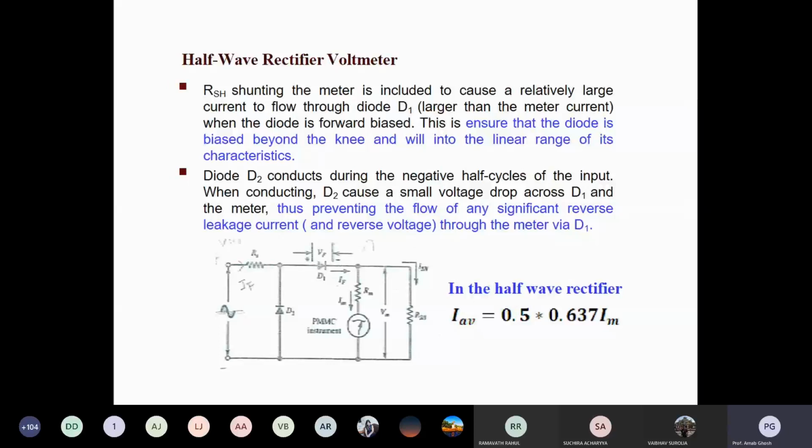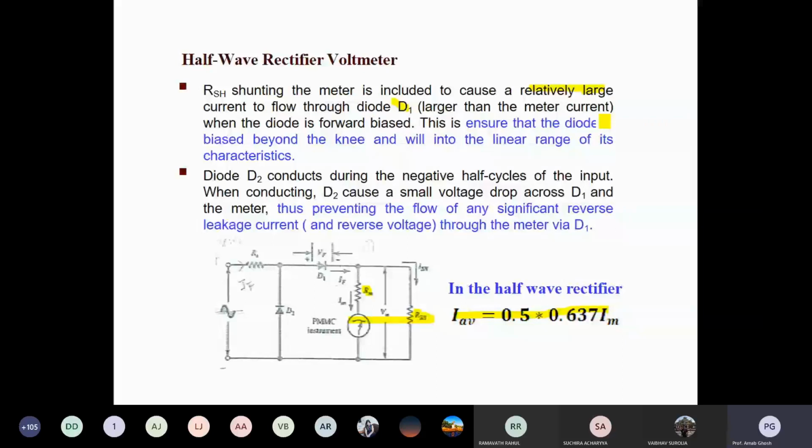So what is RSH? RSH is given over there, the meter shunting resistance. RSH is your shunt resistance, and RM is your meter resistance, so the meter is connected and a shunt resistance RSH is included because of the relatively large currents. All of you know that a shunt resistance is used for large current configurations. D1 current is larger than the meter current; definitely the current flowing through D1 will be much more than the meter current.